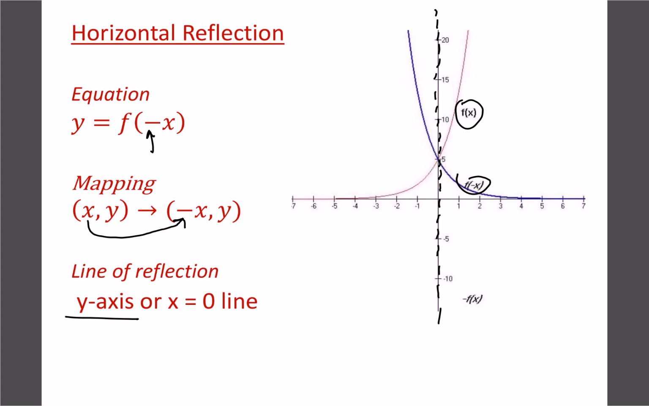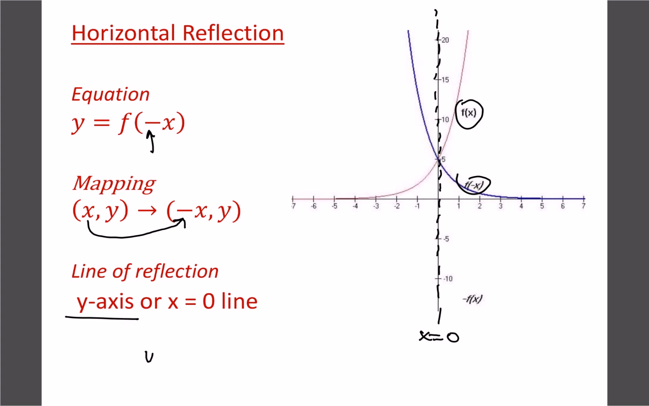So we're going sideways across the y-axis, and again, we could say about the y-axis, over the y-axis, or we could say in the x = 0 line. If we tried to graph x = 0, that would be a vertical line right along the y-axis. And again, horizontal is only going to be across the y-axis. It won't be any other line.